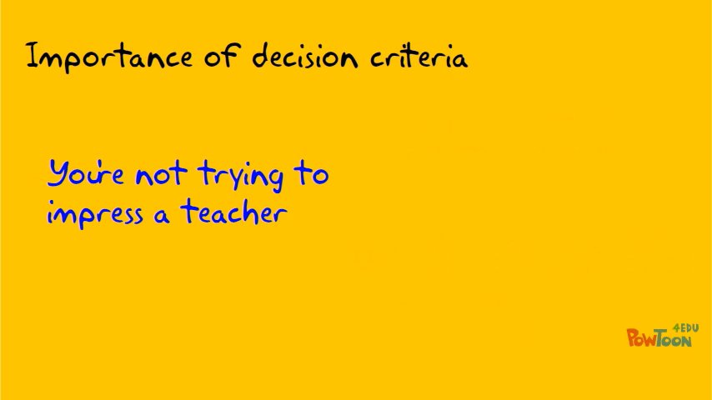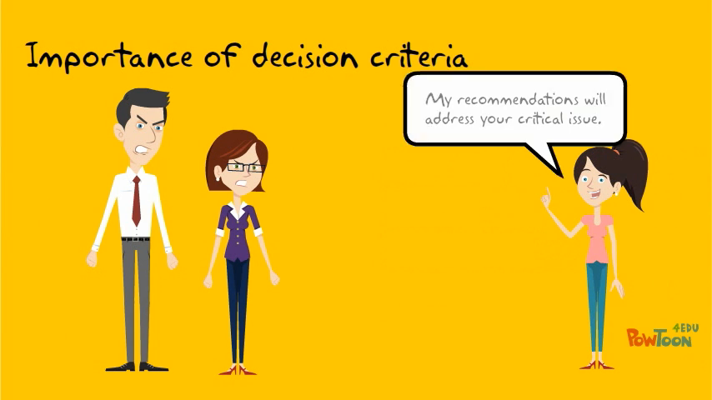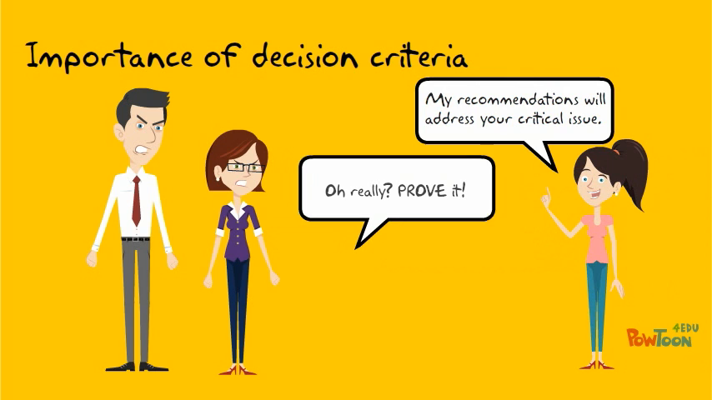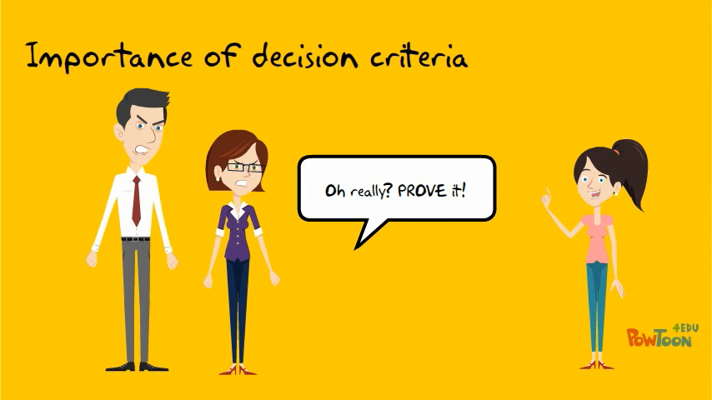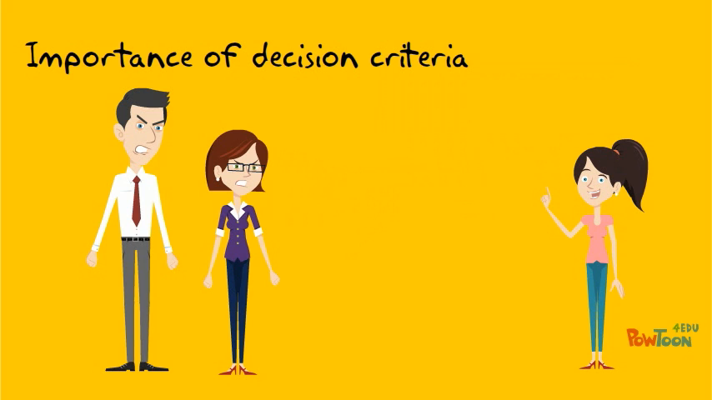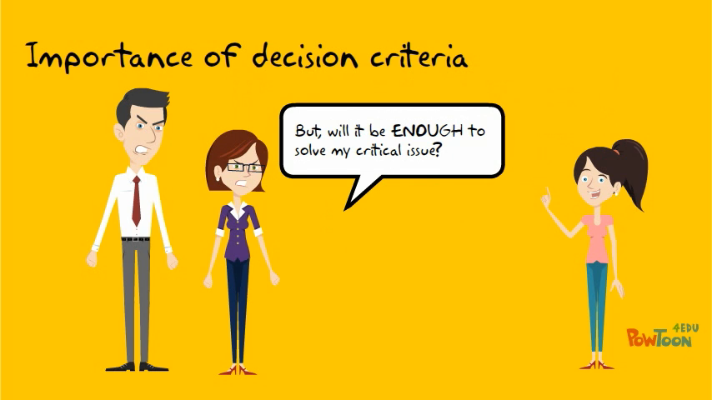Remember, you're not trying to impress a teacher. You are trying to convince a business person to put the survival and success of their company in the hands of your recommendations. To do that, they must have confidence your recommendations solve their critical issues, and it is your decision criteria that create this link. If your decision criteria are poor, a business owner will not know if your recommendations will really solve their problem.